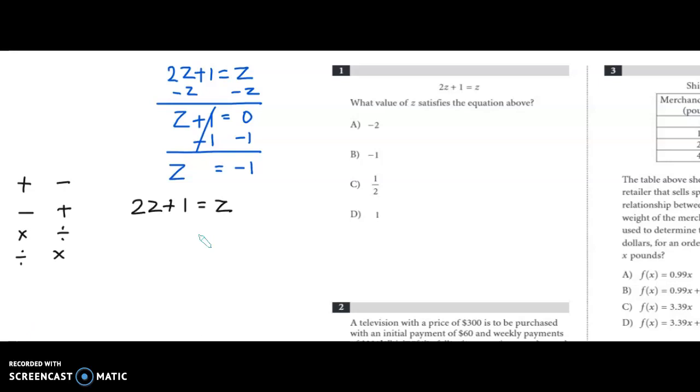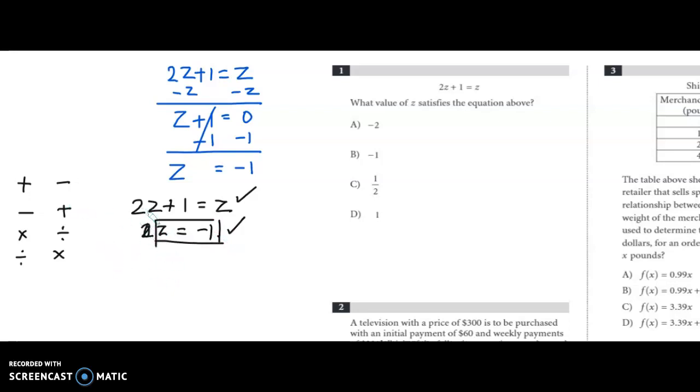So here is our equation, 2z plus 1 equals z, and the shortcut approach would be: 2z minus z, that is z, and the 1 changes to the other side, so z equals negative 1. The answer comes in just one step. What I have done exactly, I am explaining to you.